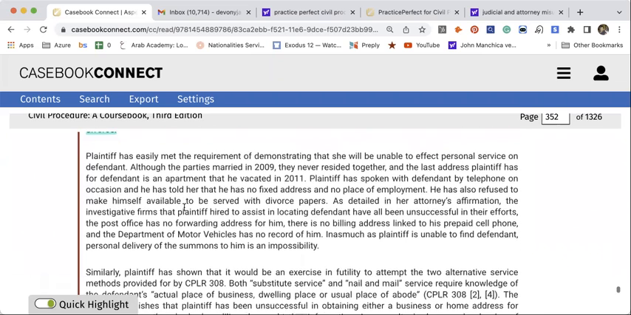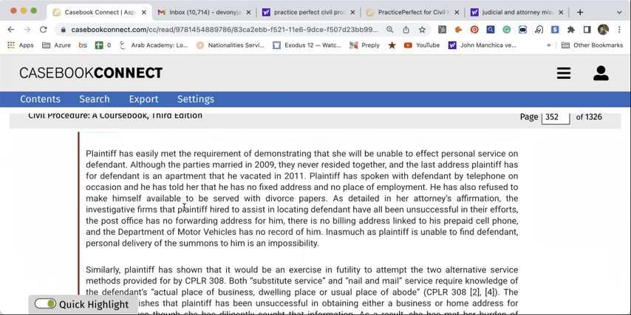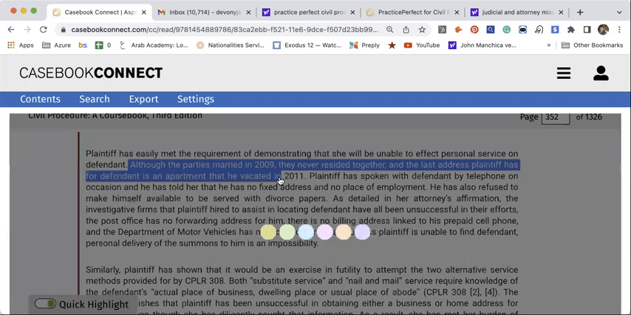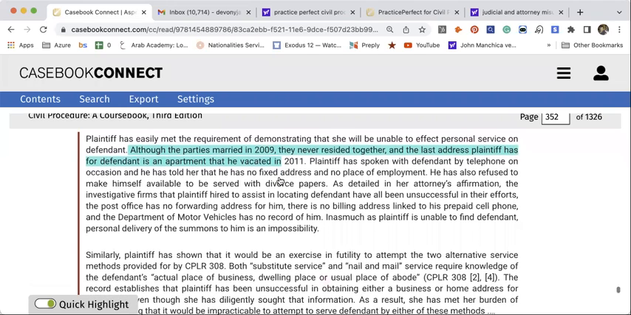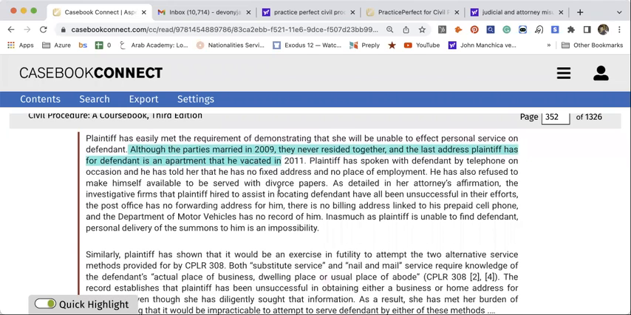Plaintiff has easily met the requirement of demonstrating that she will be unable to effect personal service on the defendant. Although the parties married in 2009, they never resided together, and the last address plaintiff had for the defendant was an apartment that he vacated in 2011. Plaintiff has spoken to the defendant by telephone on occasion, and he has told her that he has no fixed address and no place of employment. He has also refused to make himself available to be served with divorce papers.